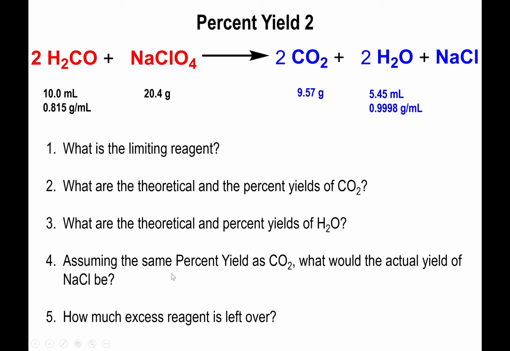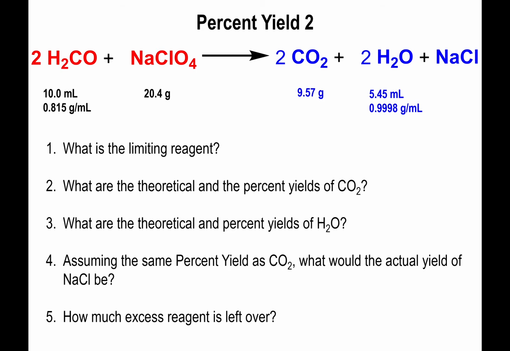Then we're going to assume that the percent yield of CO2 is the same as that of NaCl, and we're going to use that to find the actual yield of NaCl. And at the end, we'll also determine the amount of excess reagent left over. Most likely, this video is going to cover only half of these parameters, and then we'll have another one where we'll cover the last two. But let's get right to it.